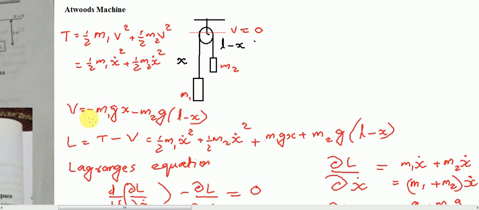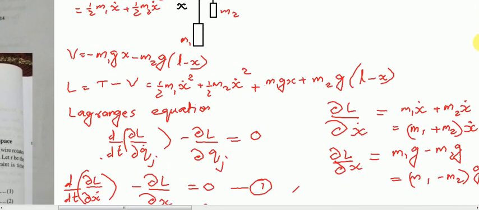In the same way, the potential energy is minus m1 g x, because the potential energy at the point of suspension is selected as 0. So the total potential energy of the system is minus m1 g x minus m2 g times (L minus x). Now the third step is to set up the Lagrangian of the system, L equal to T minus V. Substituting for T and V: half m1 x dot square plus half m2 x dot square plus m1 g x plus m2 g (L minus x).